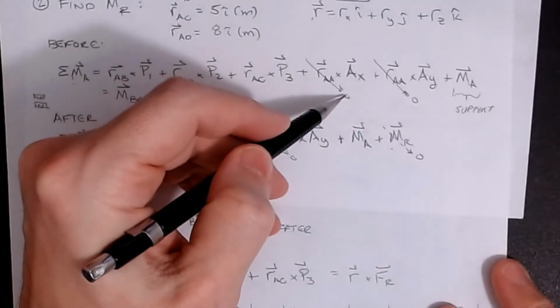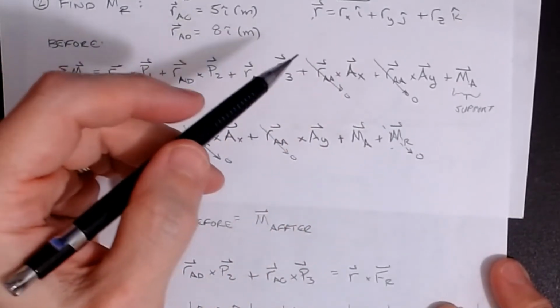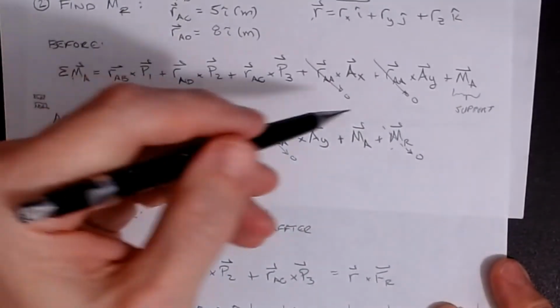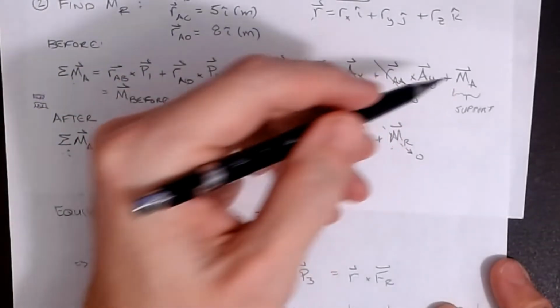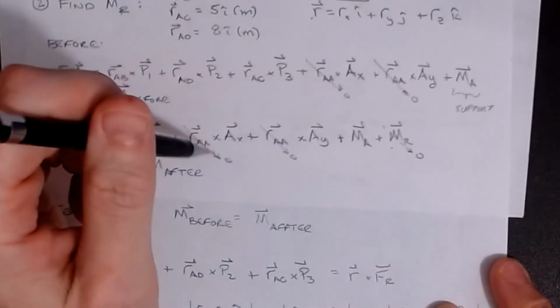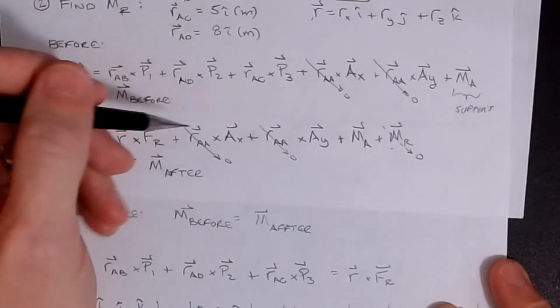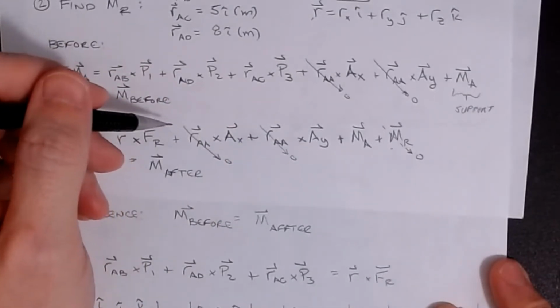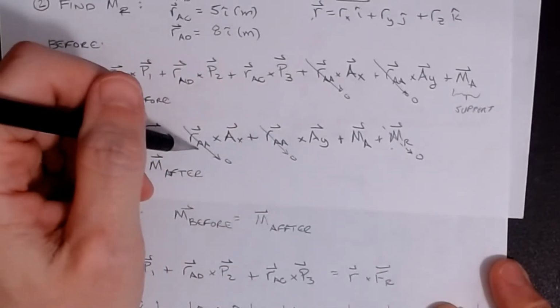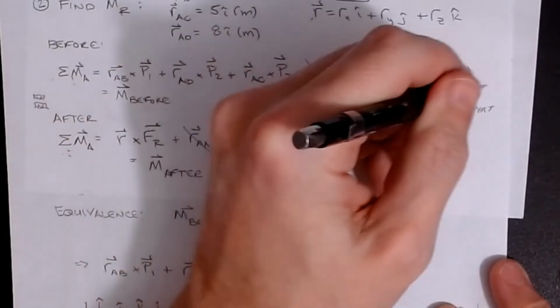Anything with an RAA is a zero, so those terms vanish because there will be no value on those. But you also notice that these last three terms, if you choose to sum moments at the same point, which you should on the equivalence, show up in the after equation also. RAA crossed into AX plus RAA crossed into AY plus MA is in both equations.